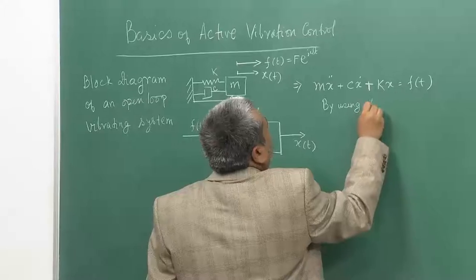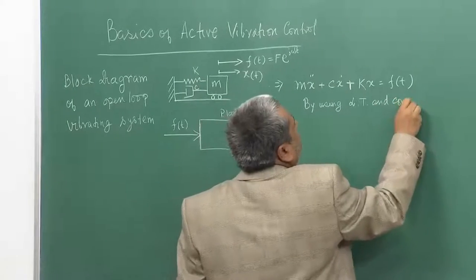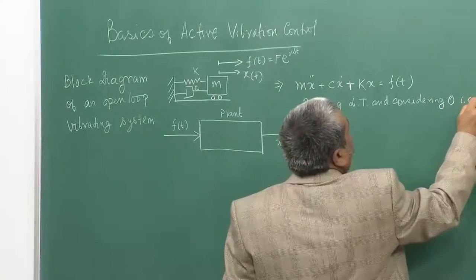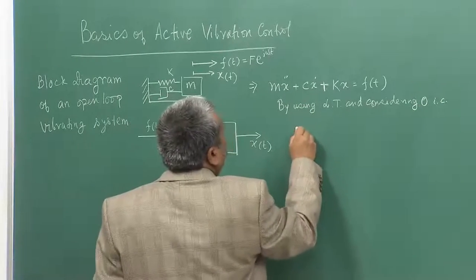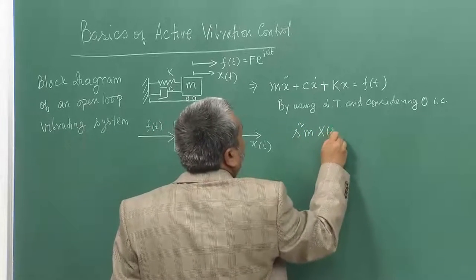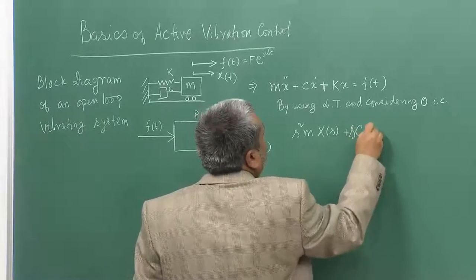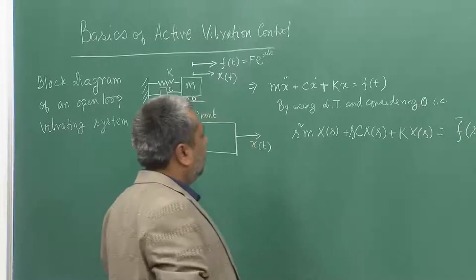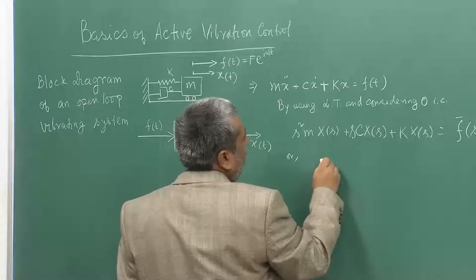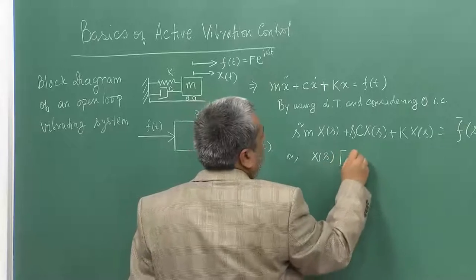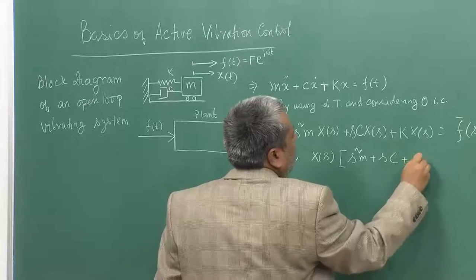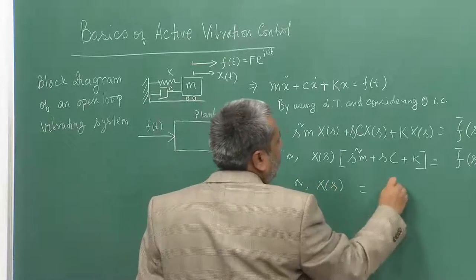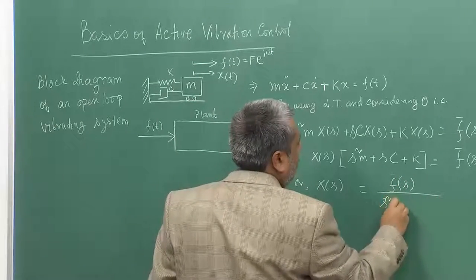By using Laplace transformation and considering zero initial conditions, we can write this in the form of s square m X(s) plus c s X(s) plus k X(s) equals F bar(s). In other words, we can also write it as X(s) times (s square m plus s c plus k) equals F bar(s), or in other words, X(s) equals F bar(s) divided by (s square m plus s c plus k).